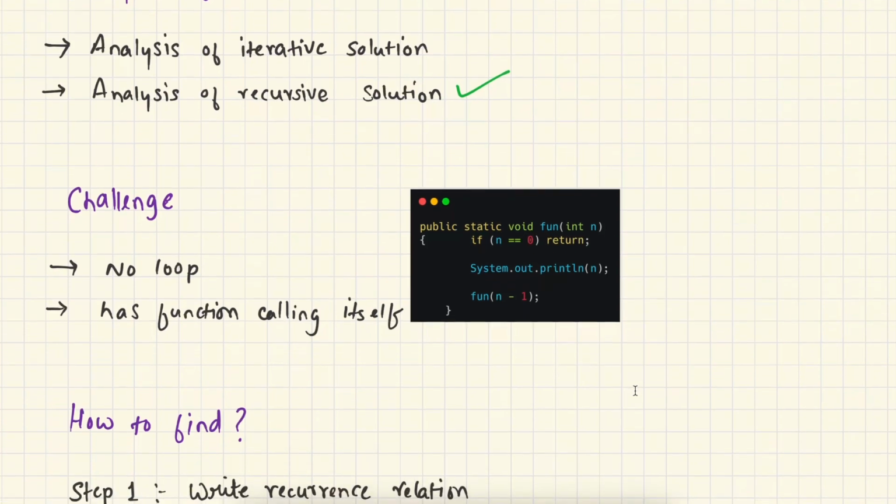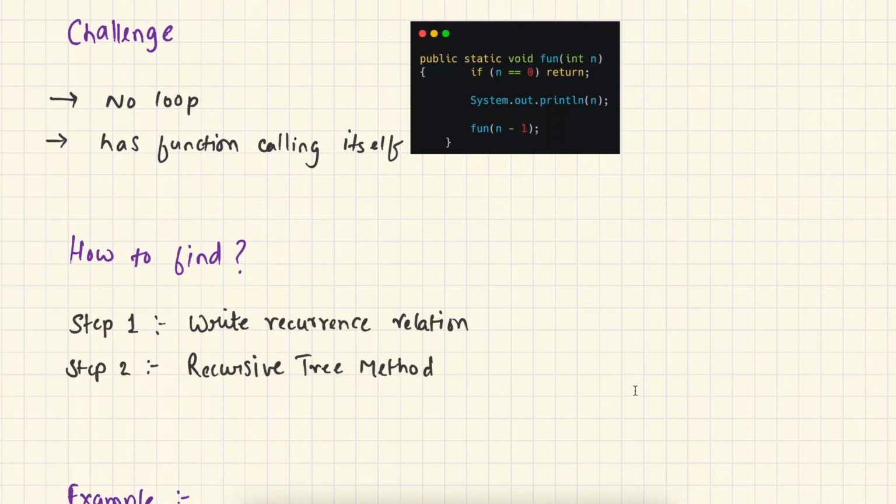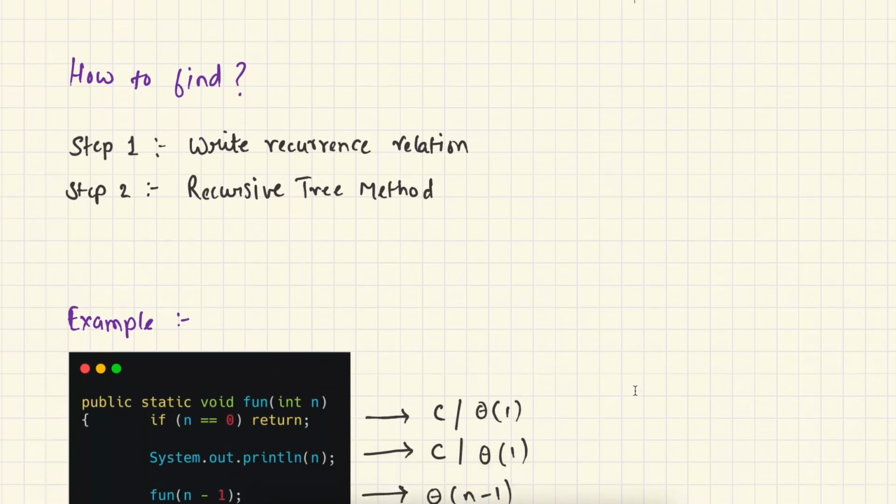So now the question is how to find the order of growth of a recursive function. This is where recurrence relations come into the picture. What we basically do is write the recurrence relation of a particular problem and then we try to solve that using the recursion tree method, right? In this video we will learn how to write a recurrence relation of a problem, and in the second video we will learn how to solve that recurrence relation using the recursion tree method. Alright, let's move on to our first example.